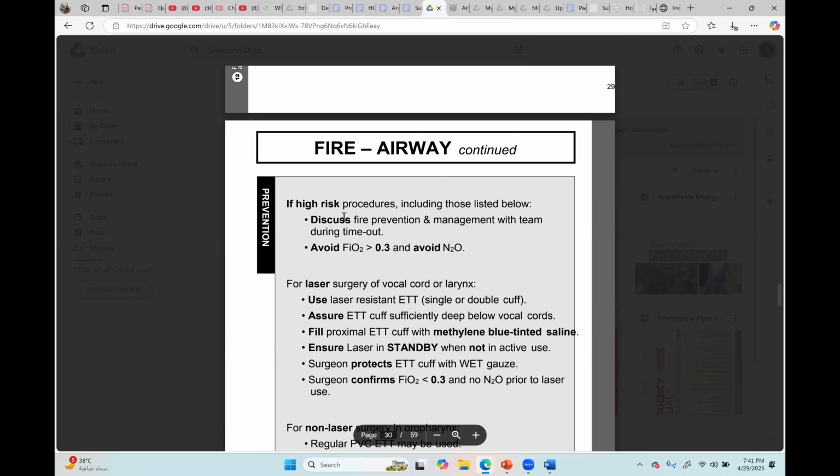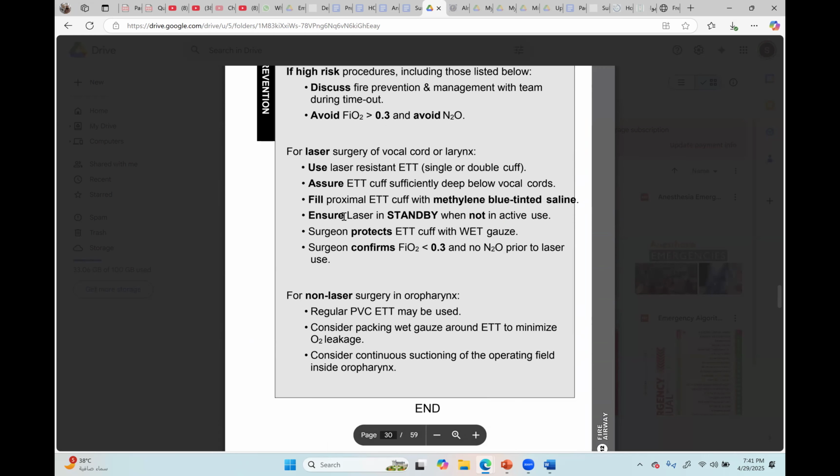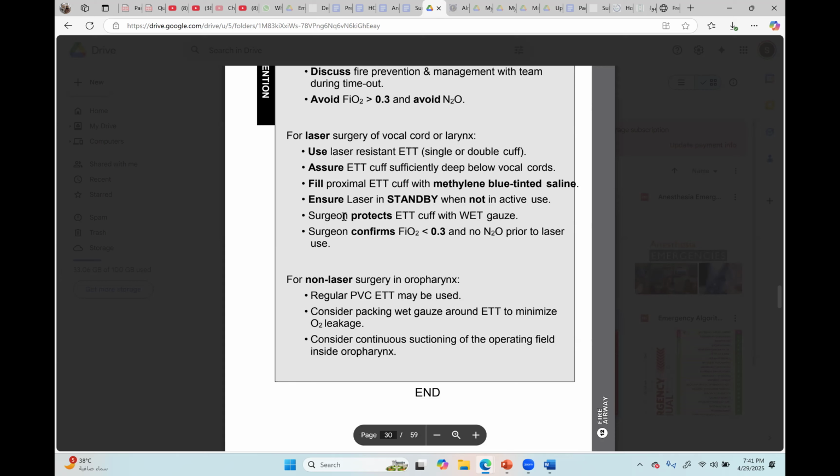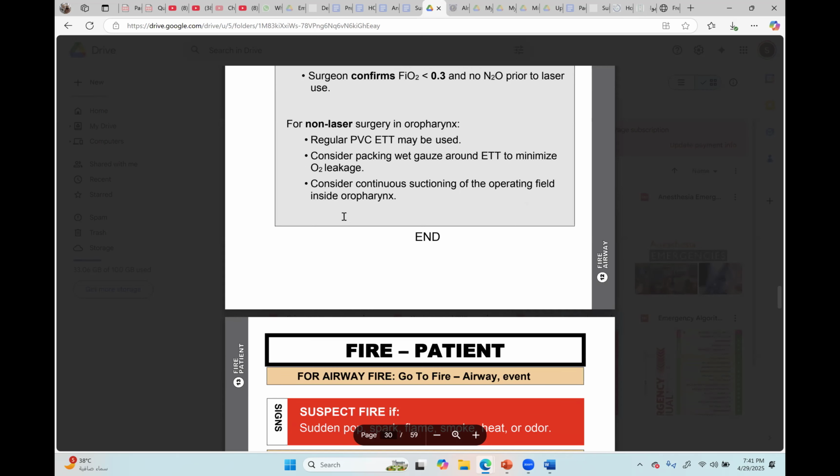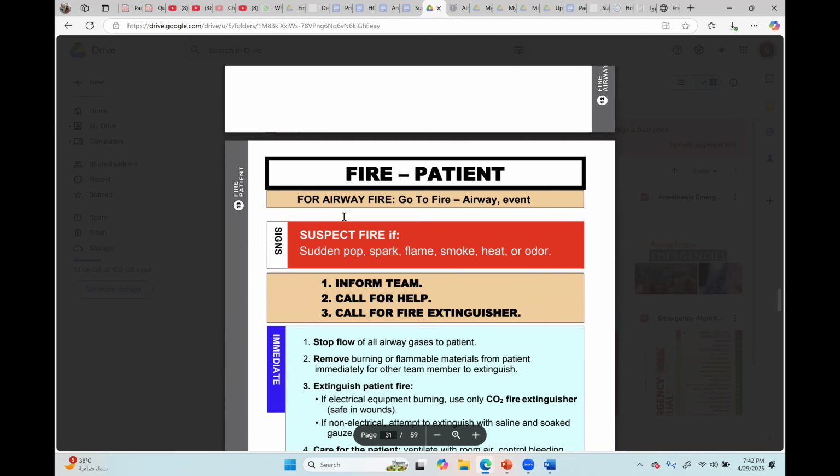Another thing is that they have this methylene blue tinted saline. If the cuff is ruptured, then you will come to know. And wet gauzes. Yes, sir. Irrigation of the surgical field.